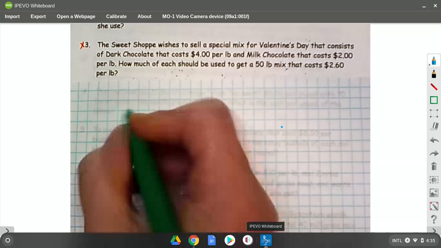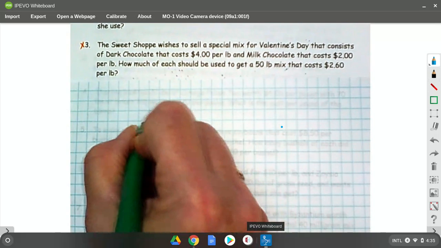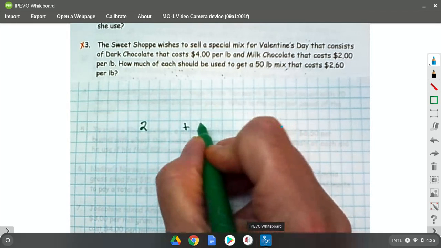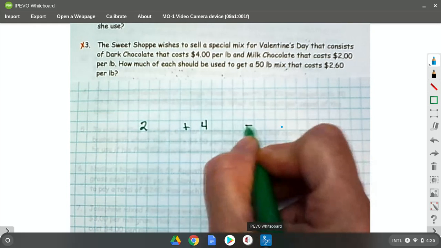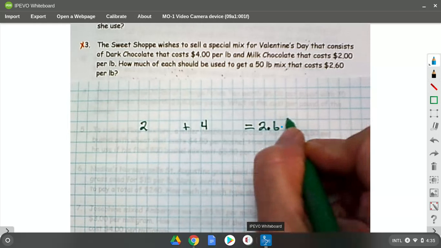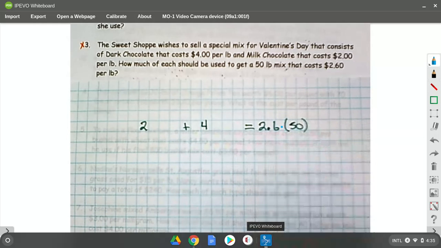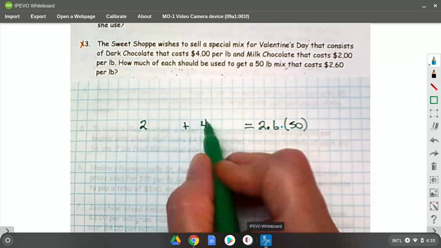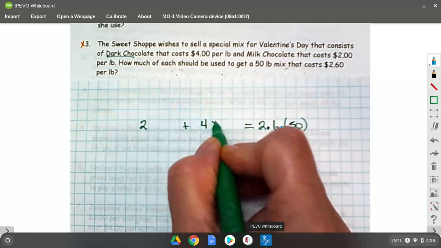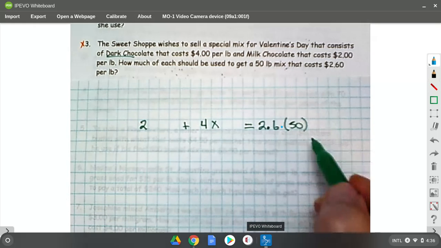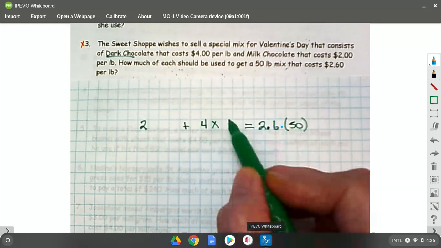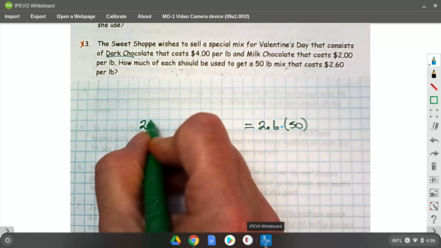All right. So I've got milk chocolate for $2 plus dark chocolate for $4. And that's going to be a mixture for $2.60, and that's 50 pounds. Again, I don't know how much quantity of dark chocolate I'm going to need, so I'm going to put an X in there. I do know that the total is 50. So what is left? 50 minus X.